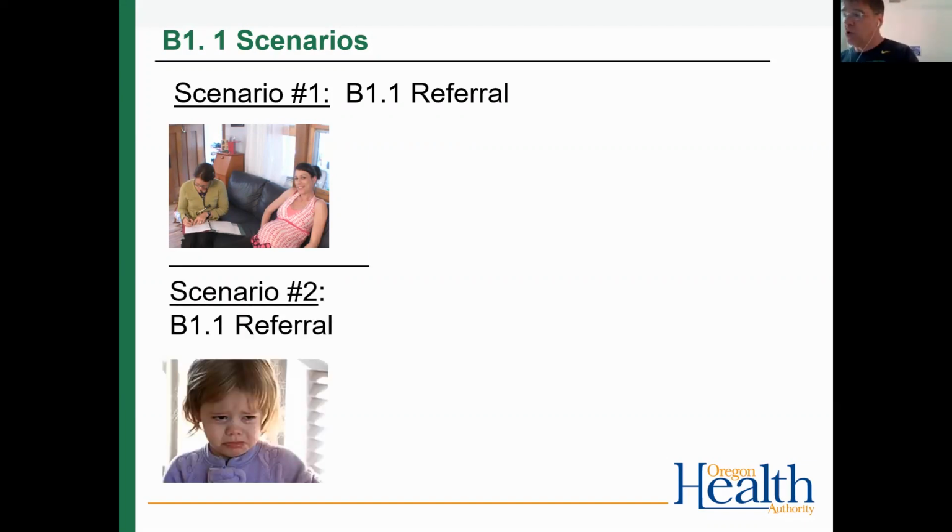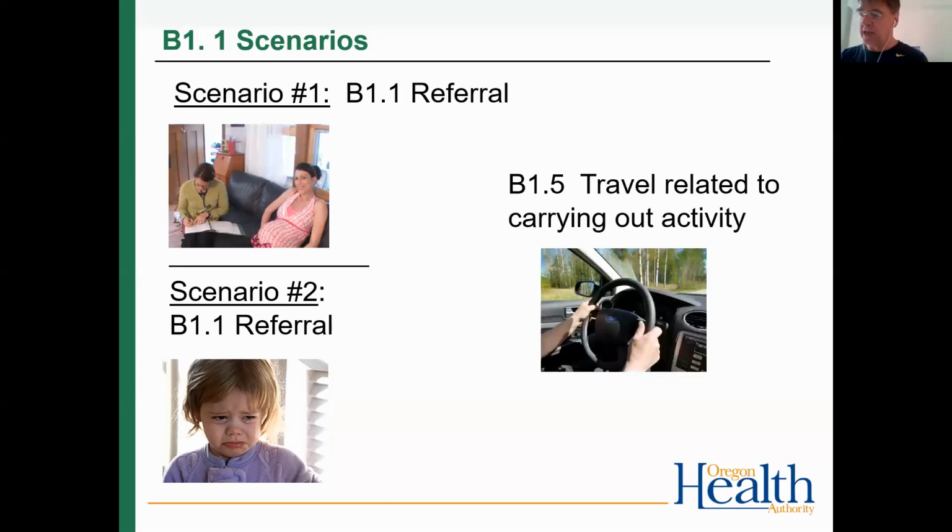Scenario number 2. You are doing a home visit, and a sibling of the child who is your patient comes into the room and is clearly in need of medical attention. You ask some questions of the sibling and the parent or parents, do an assessment of this child's condition, and give a referral. Again, you count the time as B1.1. In both of these scenarios, the individuals being helped are not your patients. The child who is the subject of the home visit is. In both cases, you can also code the time traveling to and from the visit as B1.5.